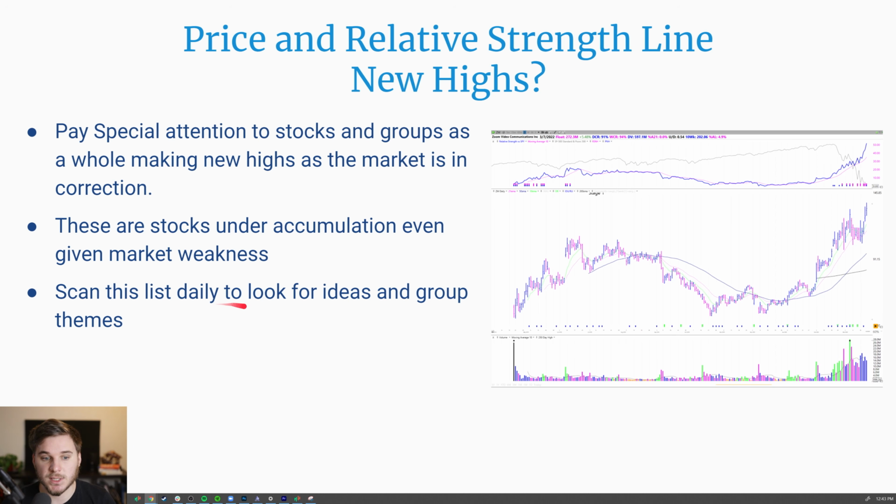You want to scan this list basically daily to look for ideas and group themes, and this will turn you on to a whole bunch of winners even before the market comes off its lows. Here's an example with Zoom. It was making basically price and RS line new highs well before the market even bottomed, as you can see right here. And obviously we all know the story. It went on to go up 300% more from this point.